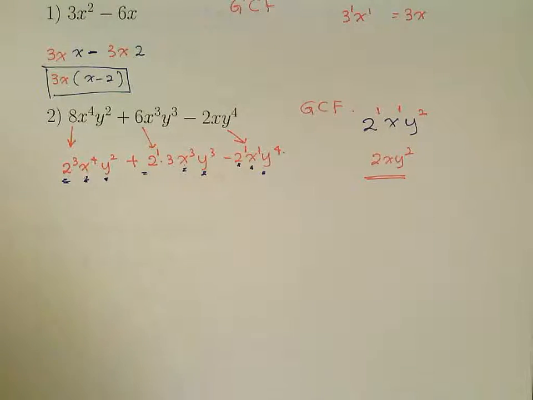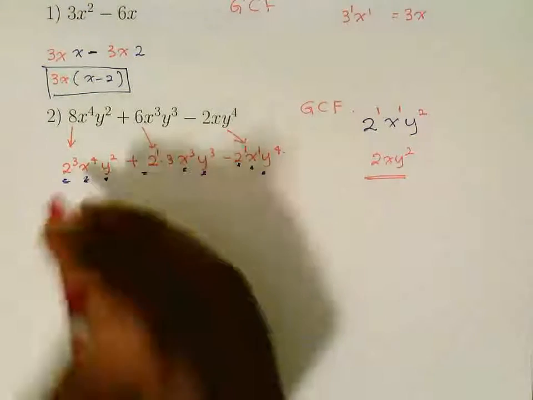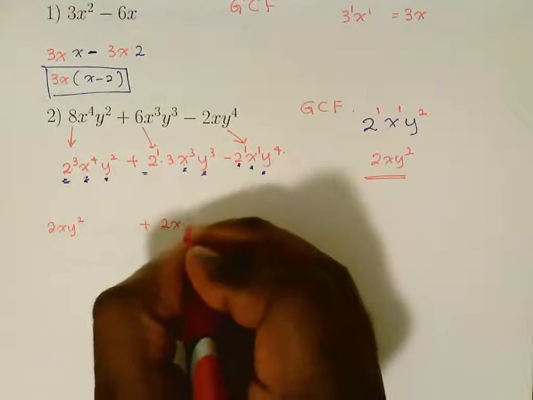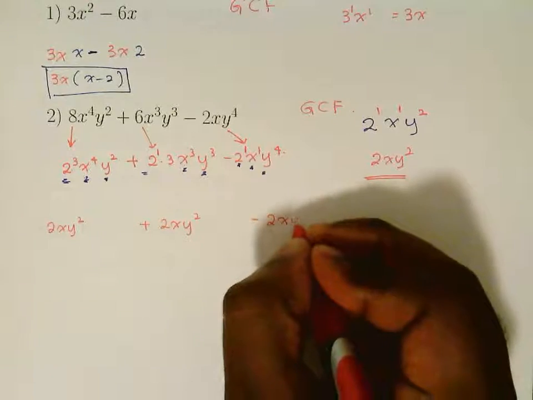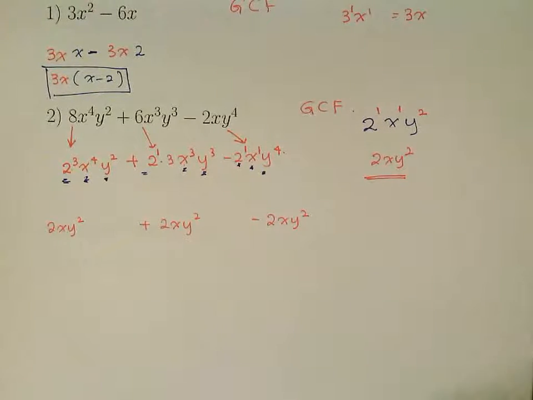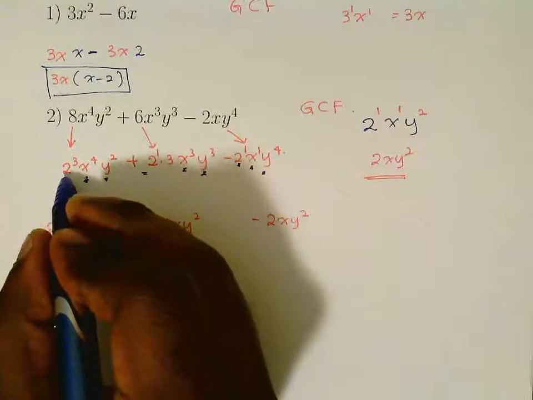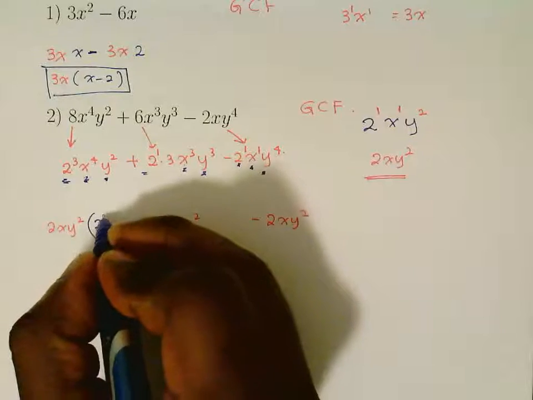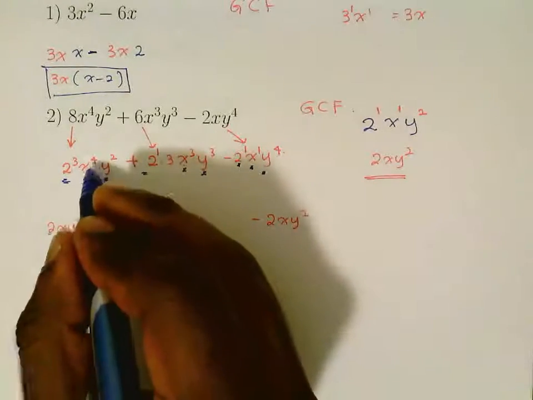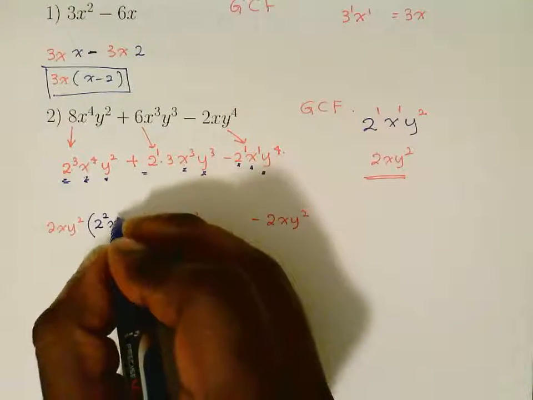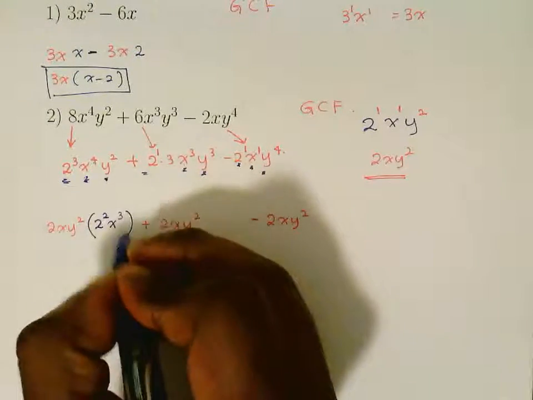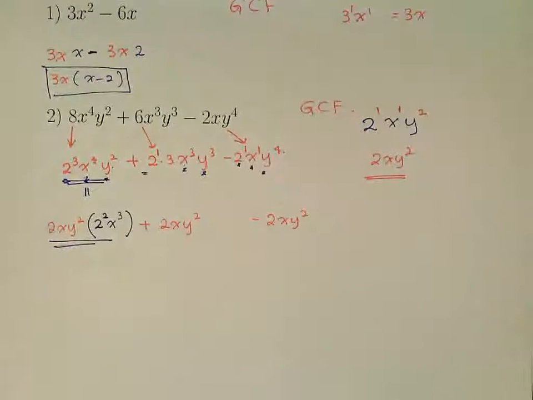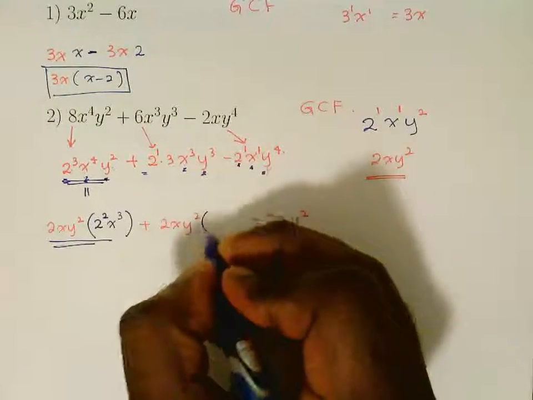Okay, now let's do what we've been doing. 2xy squared times, plus 2xy squared times, minus 2xy squared times. Okay, here you had 2 to the power 3, which is 8. So what's remaining is 2 to the power 2. x to the power 4, you took out 1 x, so x to the power 3. y squared, you took out that, and see whether this is the same as this. And it is.